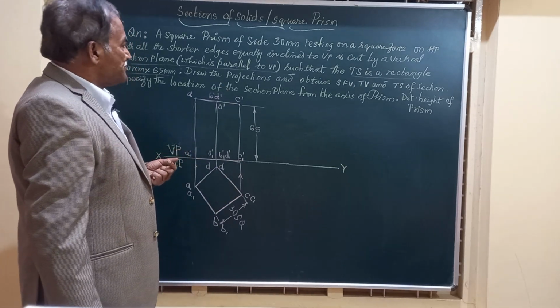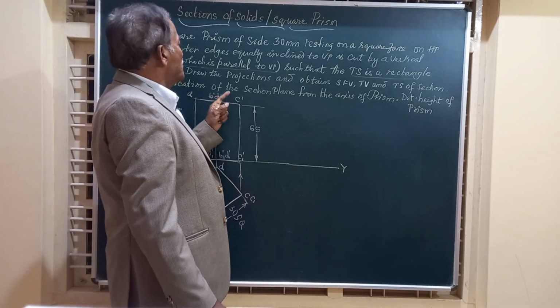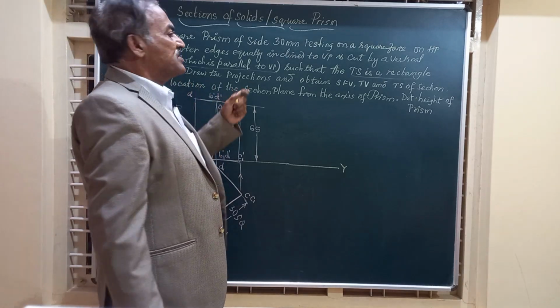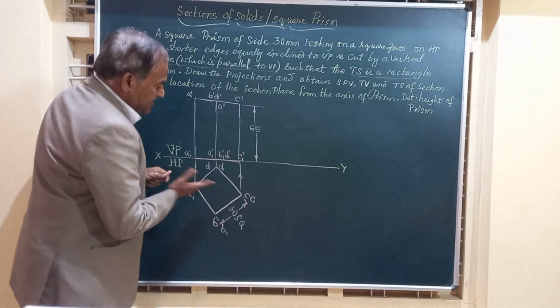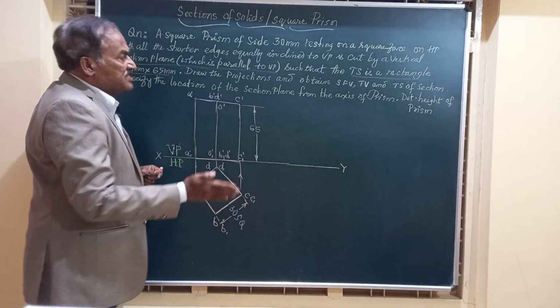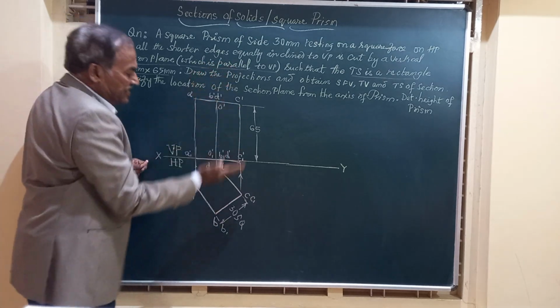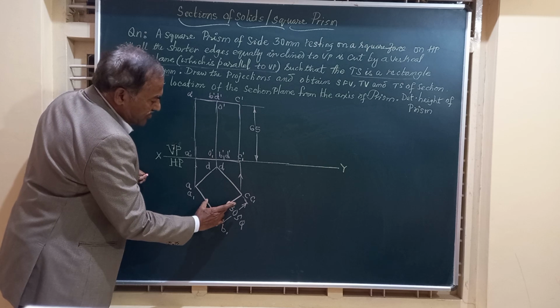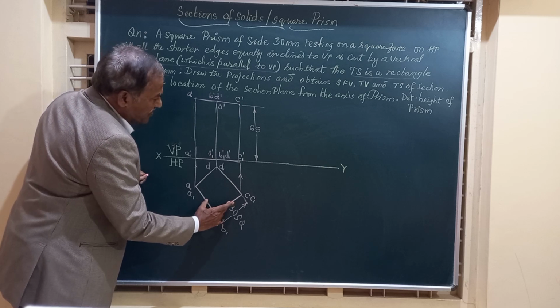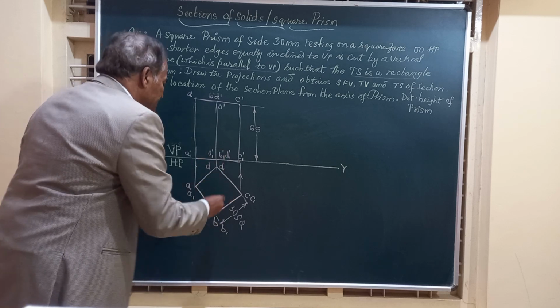Friends, now let's move on to getting the position of this section plane. When you cut it like this, since the section plane is parallel to VP, it is seen as a line, and here we should get a width equal to 20 mm. So how to obtain that, friends? Anywhere you can take, there are so many methods.